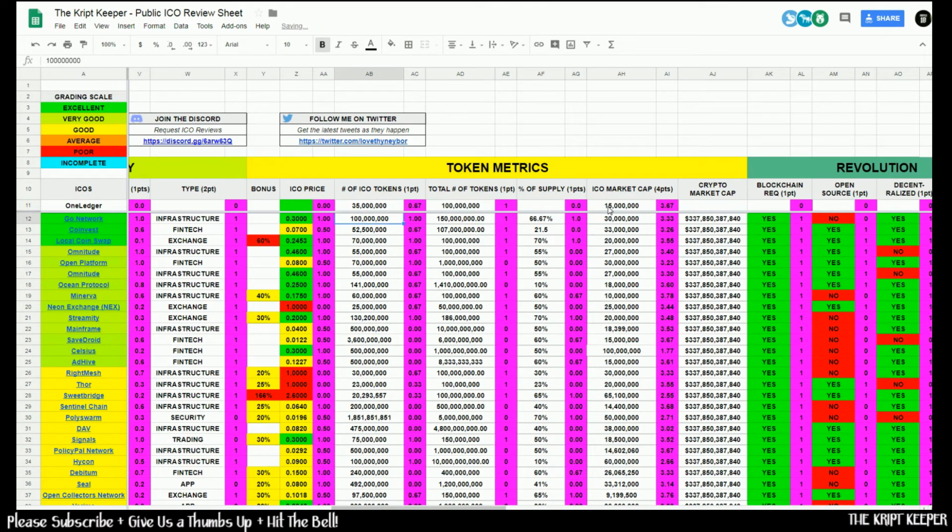So if we're generating $15 million and there's 35 million tokens available, then it's a simple mathematical equation we will do here of 15 million divided by 35 million. And we have a token price of 43 cents, 0.43. Okay, so now we're going to enter also that we have 35% of tokens available in the ICO from the entire total available.